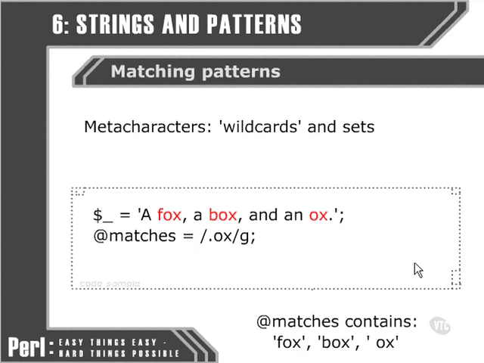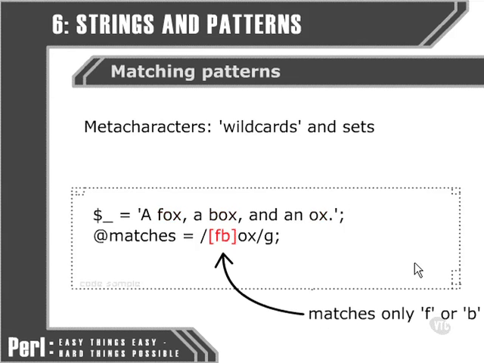We enclose a character set within square brackets, and it can be as extensive as we like. Here is an example. In this case, we're selecting only F and B within our character set. So Perl is looking for either an F or a B followed by an O and then an X. So in this case, fox and box are matched, but ox, with only the space before it, is not.